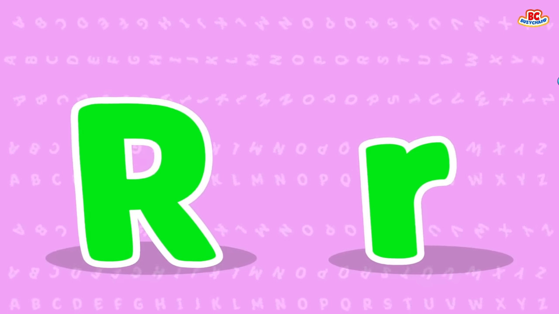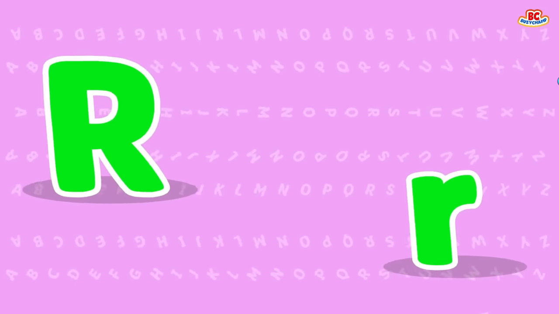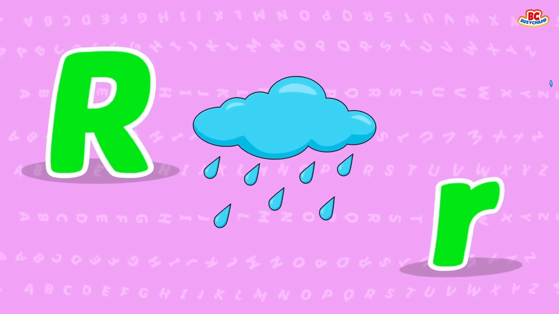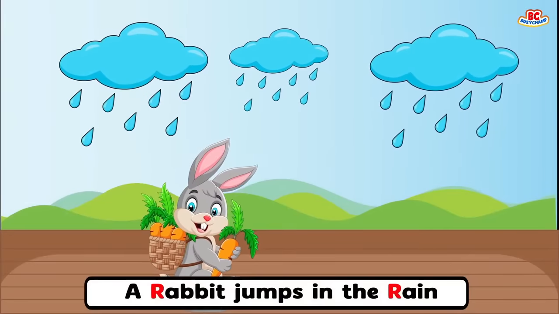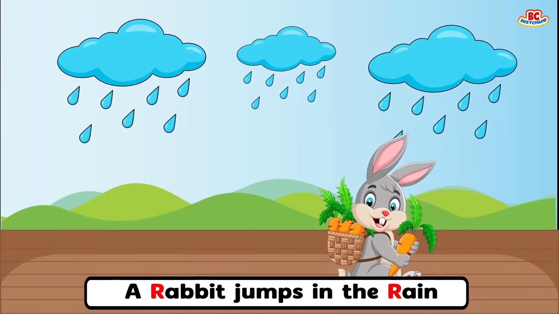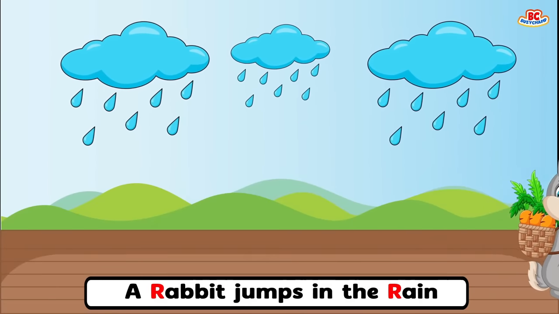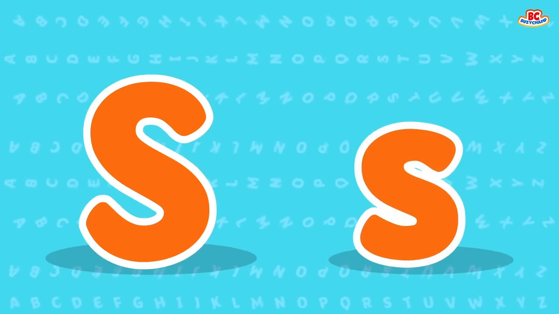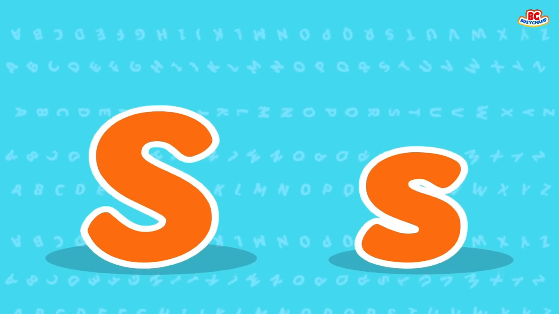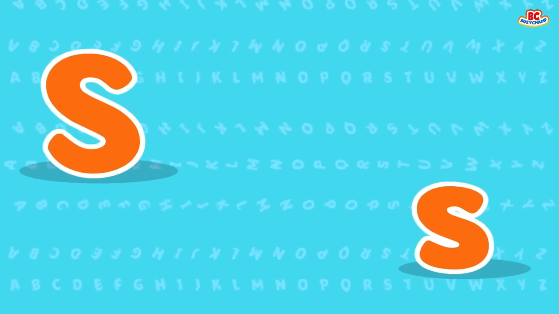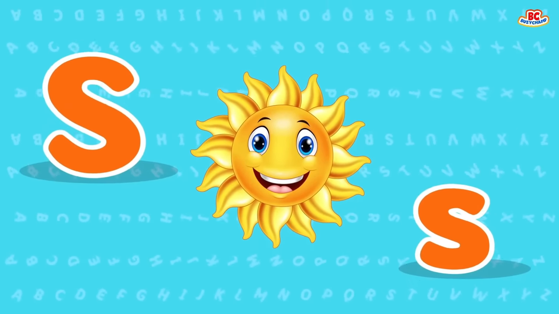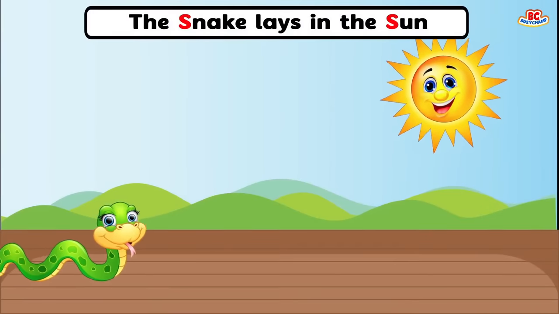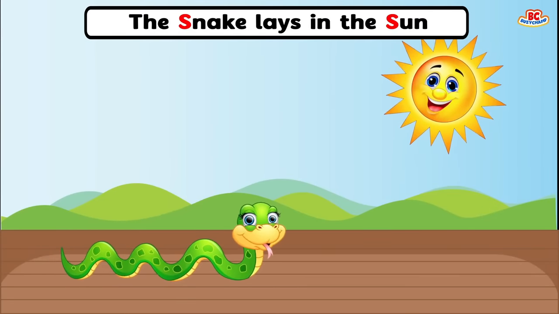R says rain. Rain. A rabbit jumps in the rain. S says... snake lays in the sun.